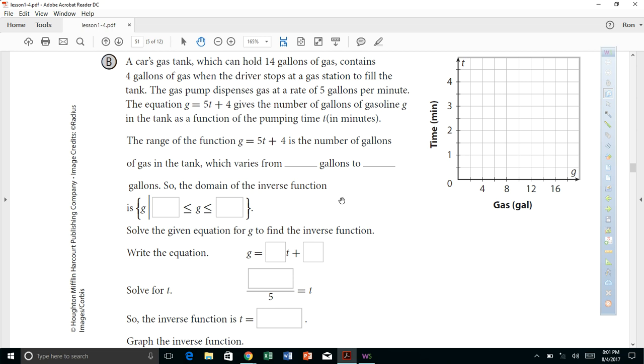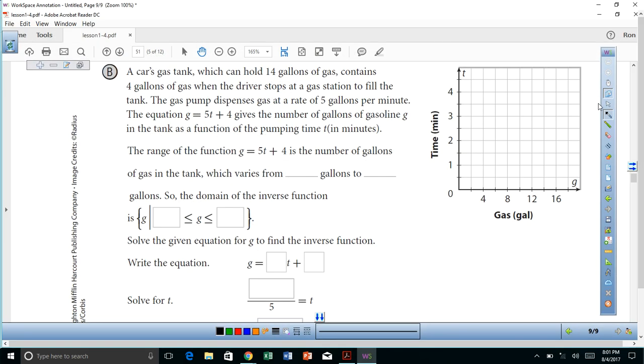A car's gas tank, which can hold 14 gallons of gas, contains 4 gallons of gas when the driver stops at a gas station to fill the tank. The gas pump dispenses gas at a rate of 5 gallons per minute. The equation G equals 5T plus 4 gives the number of gallons of gasoline G in the tank as a function of the pumping time T in minutes. The range of the function G equals 5T plus 4 is the number of gallons of gas in the tank, which varies from 4 gallons to 14 gallons.